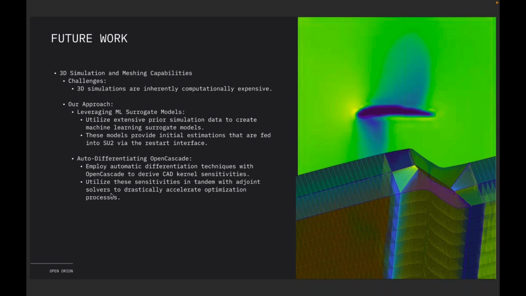And the second thing is we wanted to start incorporating more adjoint methods as part of the genetic algorithm approach. And so we actually wanted to make the CAD kernel itself auto-differentiable. So actually being able to get the derivatives of the CAD directly from the CAD kernel itself, and then use that as part of adjoint.